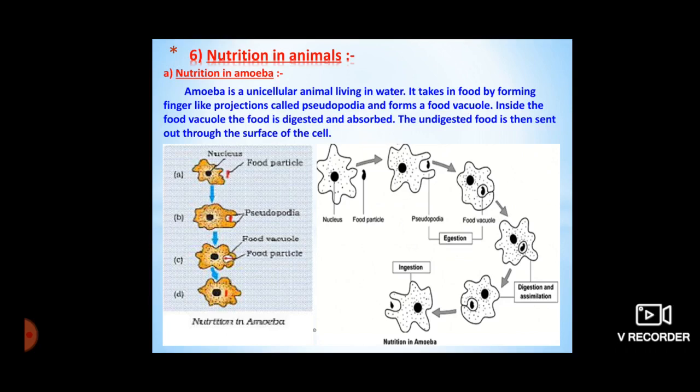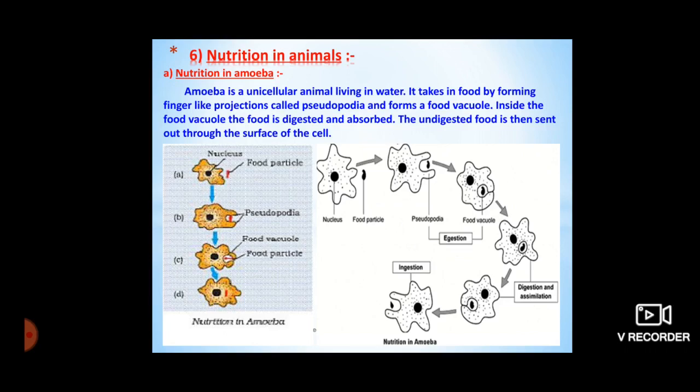So let us take one microorganism, the best example being amoeba. How does nutrition take place in the amoeba? We already know that the amoeba is a unicellular animal, which lives and survives in water. See children, how does nutrition take place in amoeba?